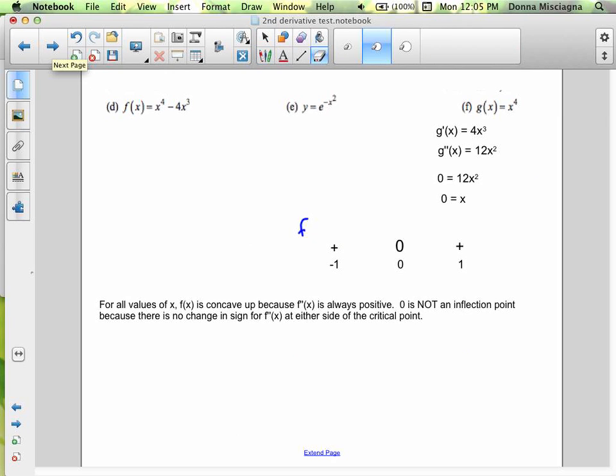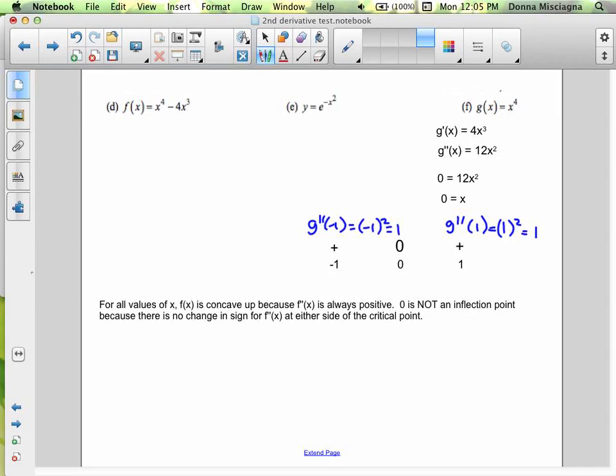No, sorry, it's g. I just don't want g's. I guess I just like f's. So this would be g double prime of negative 1. That's 1. And g double prime of positive 1 is also 1, right? It's just 1 squared. You can put that in. 1 squared, which is 1. And, excuse me, negative 1 squared, which is 1. And this would be 1 squared, which is 1.